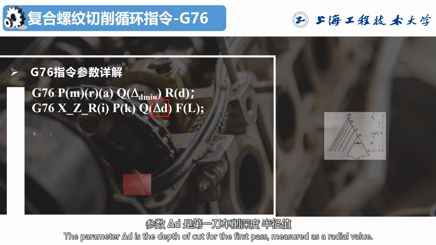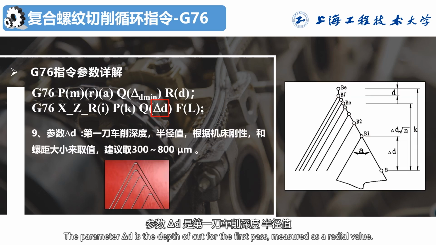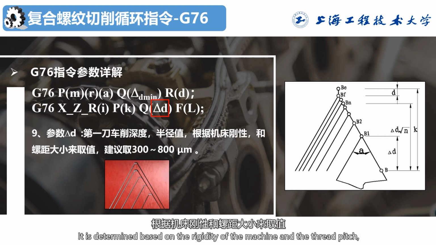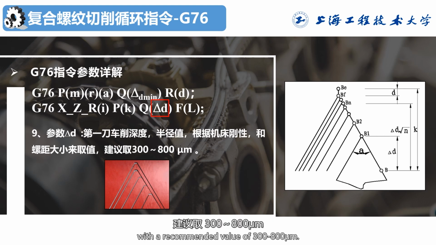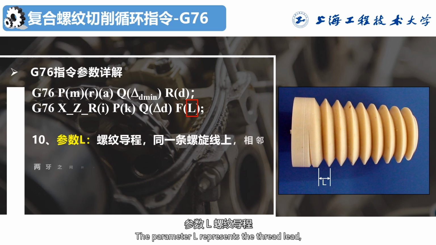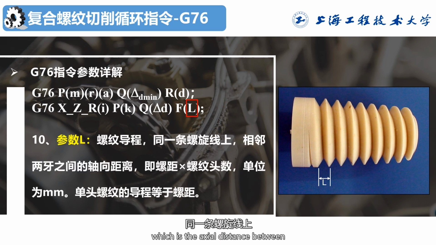The parameter delta d is the depth of cut for the first pass, measured as a radial value. It is determined based on the rigidity of the machine and the thread pitch, with a recommended value of 300 to 800 micrometers. The parameter l represents the thread lead, which is the axial distance between adjacent thread flanks on the same helix, calculated as pitch multiplied by the number of thread starts, measured in millimeters. For single start threads, the lead equals the pitch.